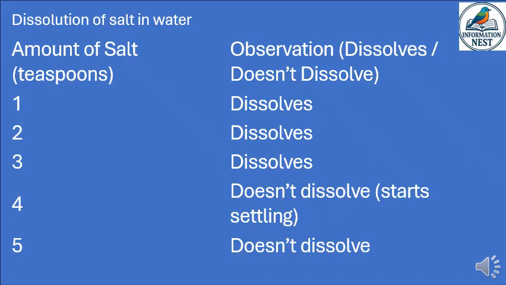4 teaspoons, some salt starts settling at the bottom. 5 teaspoons doesn't dissolve at all. It just sits there like it's done trying. This tells us we have reached the saturation point, the maximum amount of salt that water can dissolve at room temperature. Beyond this point, any extra salt remains undissolved, forming a non-uniform mixture.